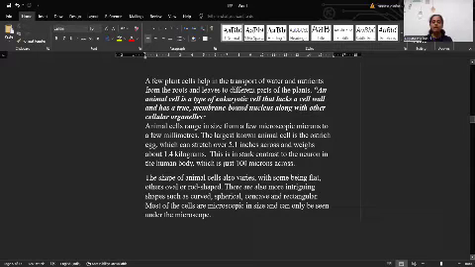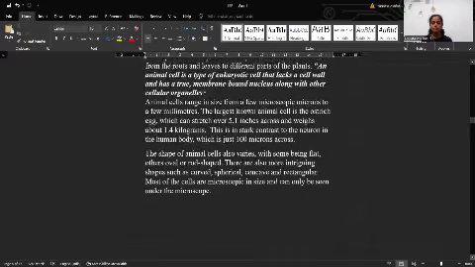The shape of the animal cell also varies, with some being flat, others oval or rod shaped. There are also more shapes such as curved, spherical, concave, and rectangular. Most of the cells are microscopic in size and can be seen under the microscope.